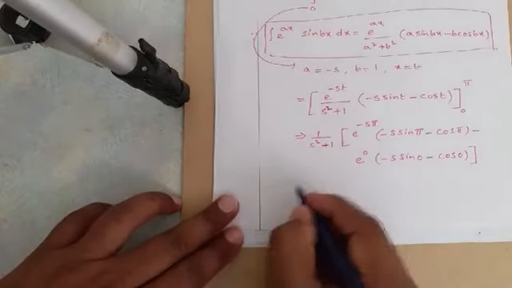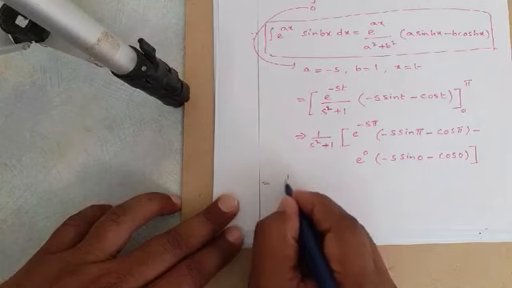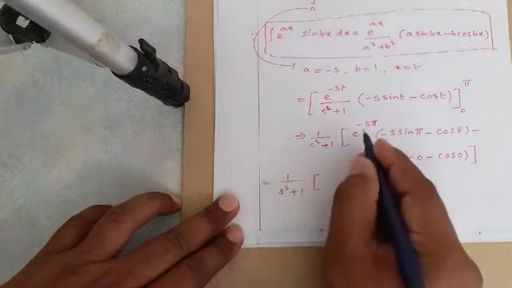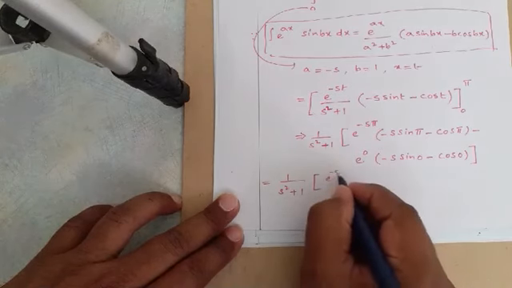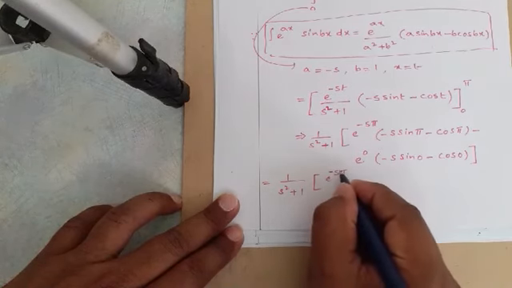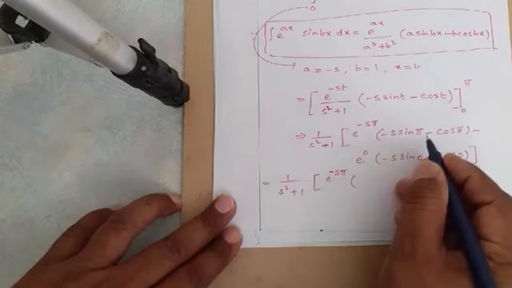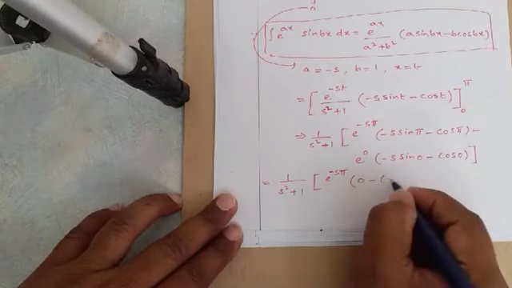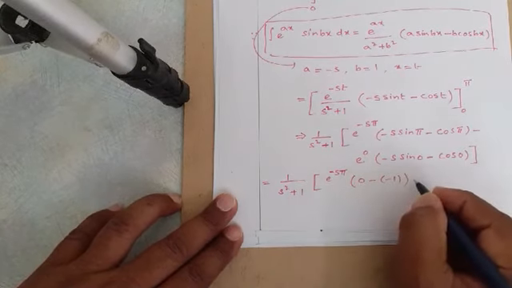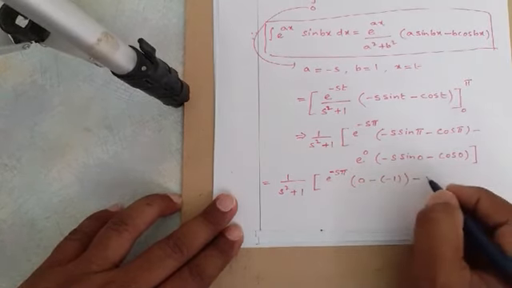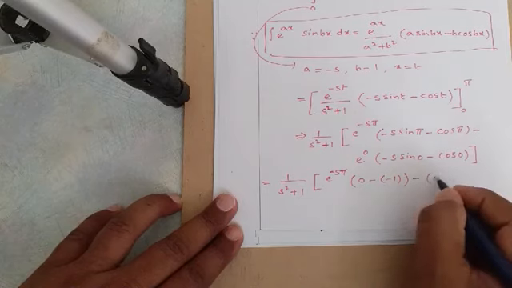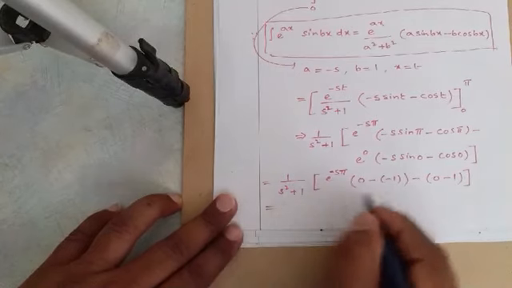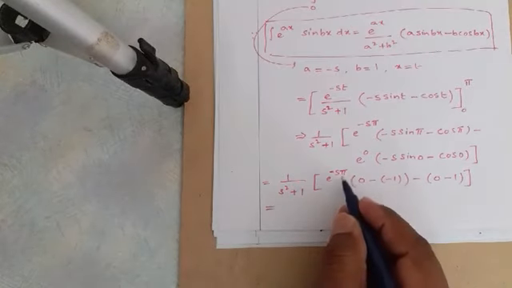Now in the next step, this is equal to 1 upon s square plus 1, and in the bracket you get e power minus s pi, in the bracket sin pi is 0. So you get 0 minus cos pi, which is minus 1. So close the bracket, and then minus e power 0 is 1, then sin 0 is 0, then cos 0 is 1.